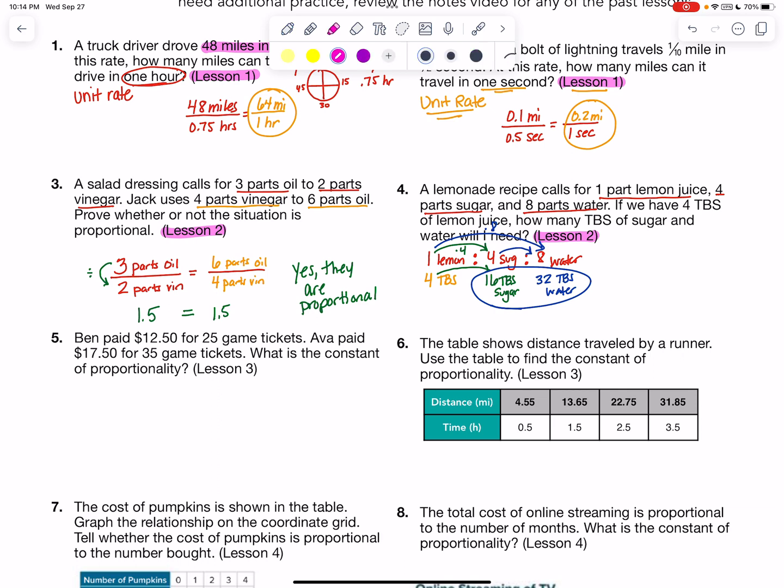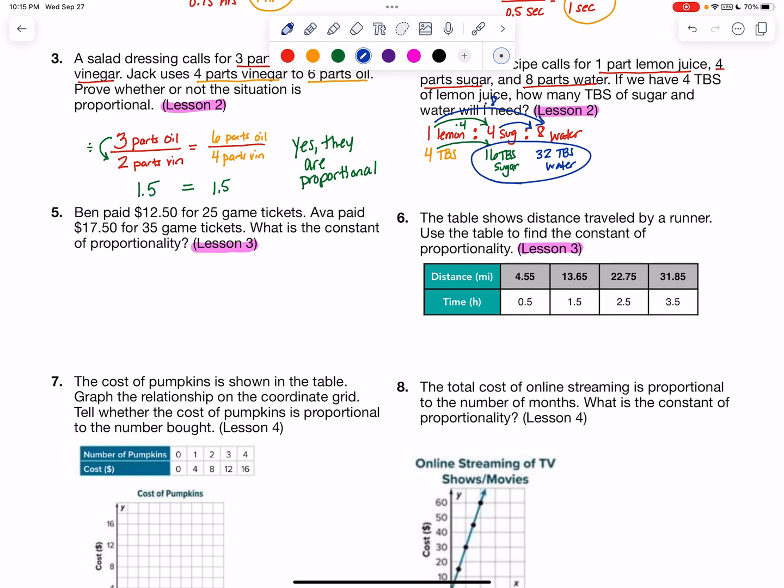All right, now we are on to lesson 3 tasks. Ben paid $12.50 for 25 game tickets, and Ava paid $17.50 for 35 game tickets. What is the constant of proportionality?